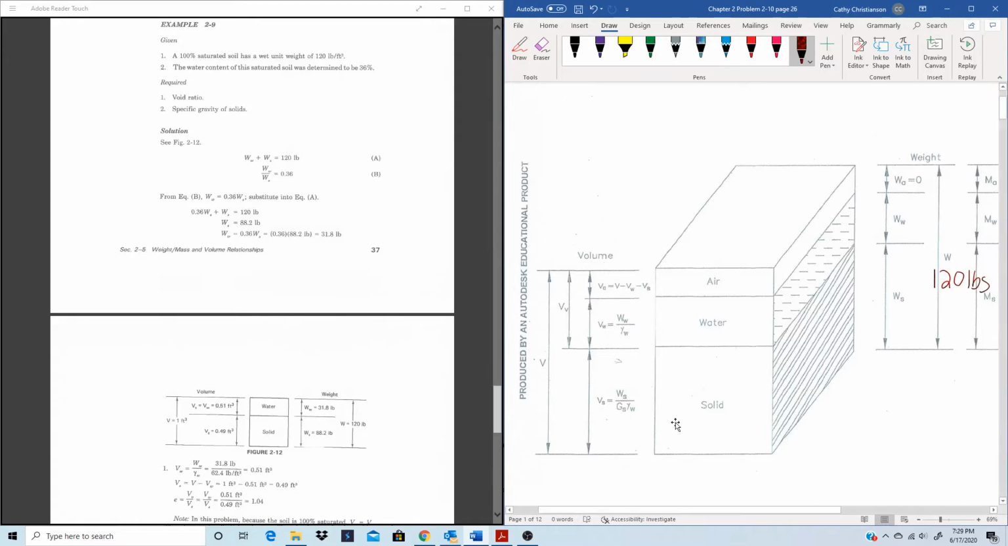All right, so there's another formula that doesn't have an equation number, but it's volume of water equals the weight of the water divided by specific gravity. Unit weight of water. Weight of water divided by unit weight of water. It would be specific gravity, but specific gravity of water is 1, so that's why they don't put it in there. Now, if something is 100% saturated, and this one is, that means there is no air.